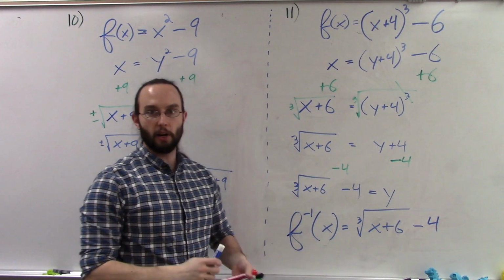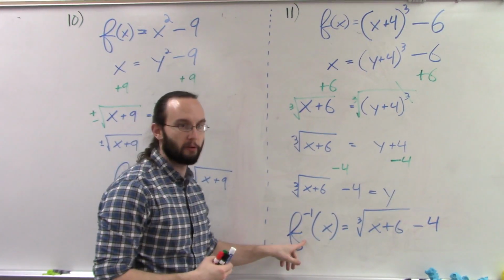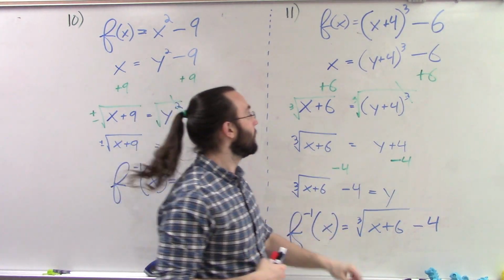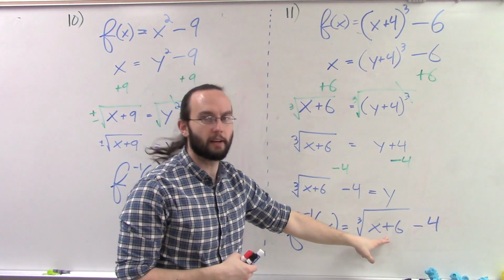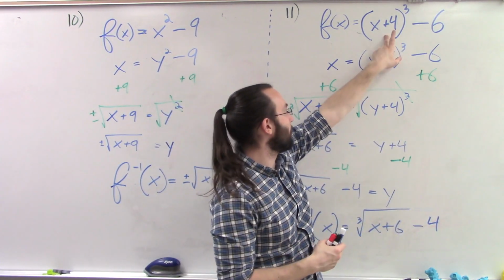Again, it's always helpful to double check. We were expecting a bunch of inverse operations because it's an inverse function. Well, I used to have a cube and now I have a cube root. Checks out. Used to have a minus 6 and now I have a plus 6. Checks out. Used to have a minus 4, now I have a plus 4. Also checks out.